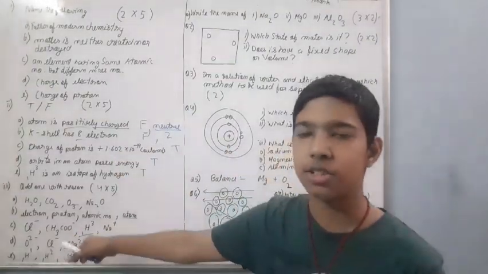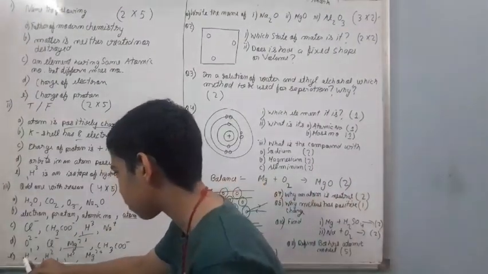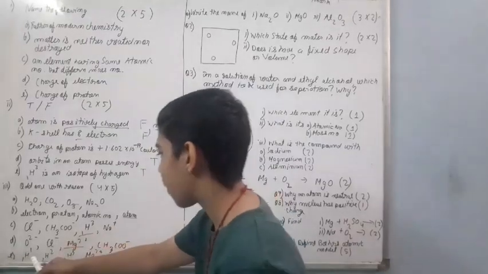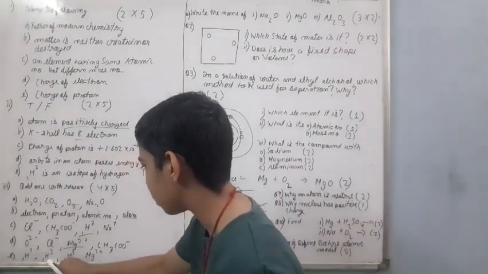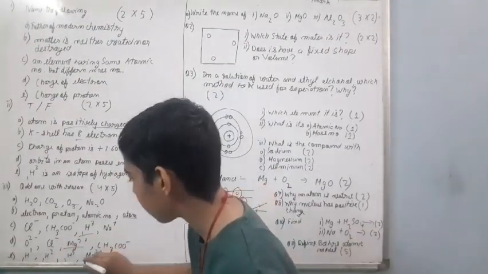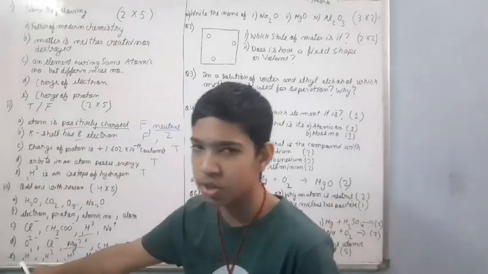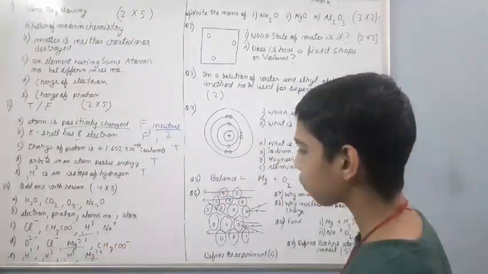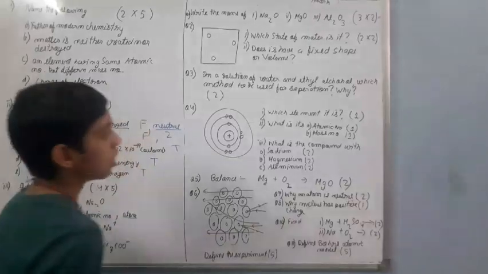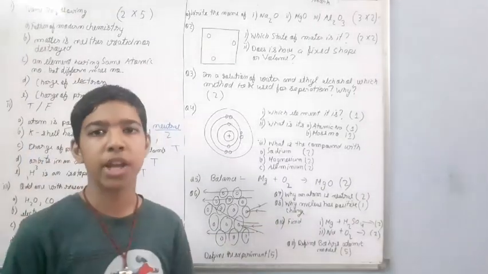The rest are anions. Next we come to the last question of the objective part: hydrogen 1,1, hydrogen 1,2, hydrogen 1,3 and Mg2 plus. The odd one is Mg2 plus. Why? Because the rest are isotopes of hydrogen. Then we come to the larger questions, section B.